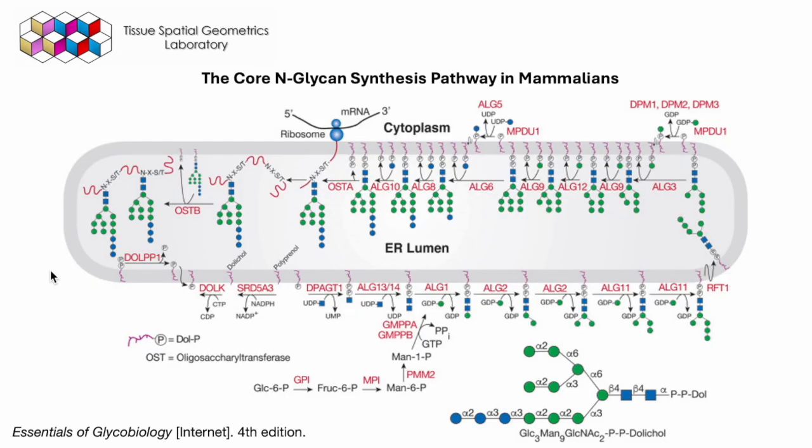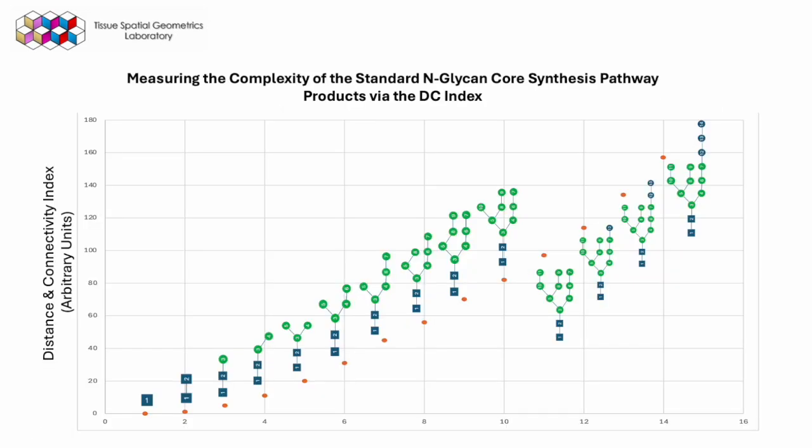Here's a diagram showing the synthesis of the core N-Glycan structure, starting from only one monosaccharide all the way to its complete form in the endoplasmic reticulum. We calculated the DC index for every single structure along this path. When we graphed the DC index, we can see that there is a robust quantitative separation between the simplest form, which is only one monosaccharide, to the complete form.